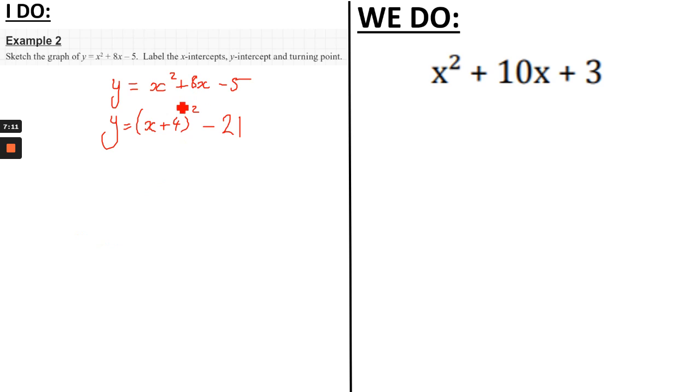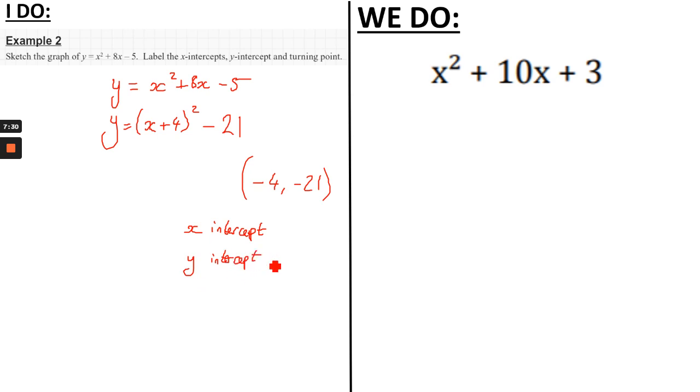So if you were to work out the minimum point, so we want the turning point, that's the same as the minimum point. Where does the graph turn? The turning point is going to be at minus 4, minus 21. But I also need to work out where does it cross the x-axis and where does it cross the y-axis.